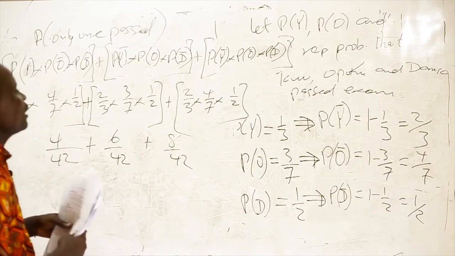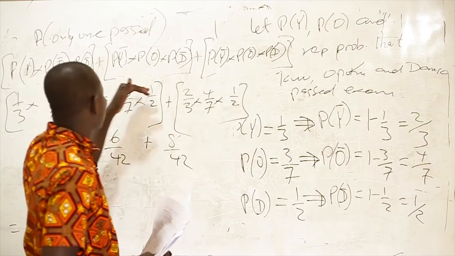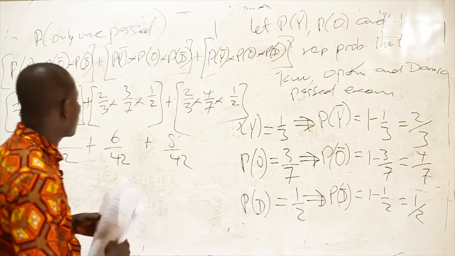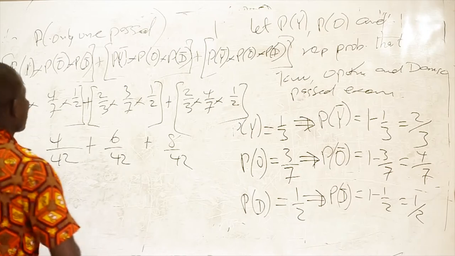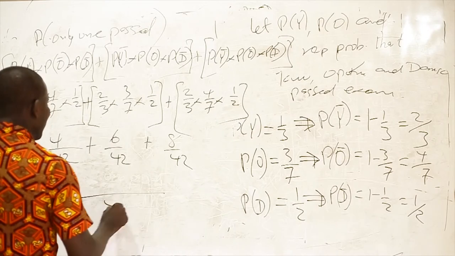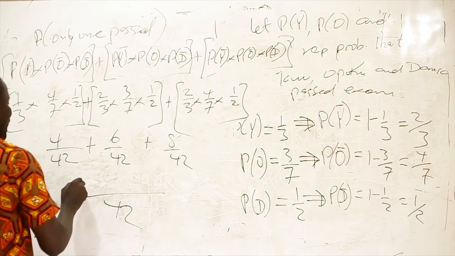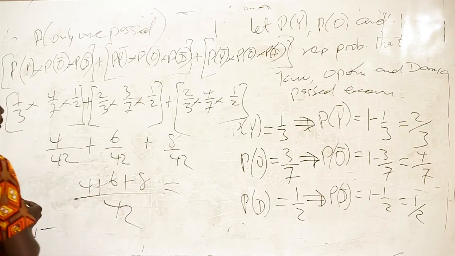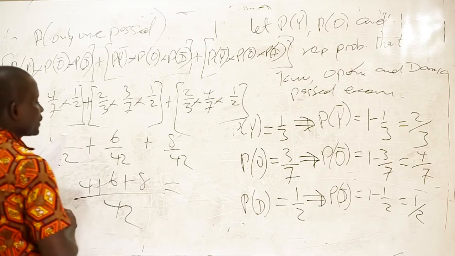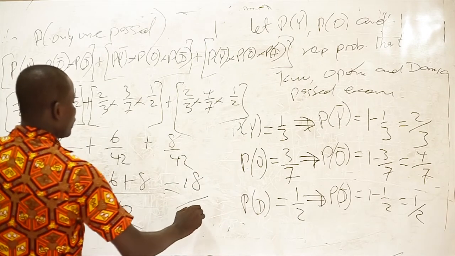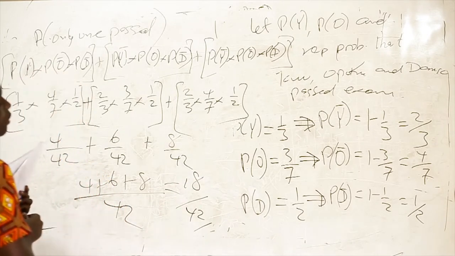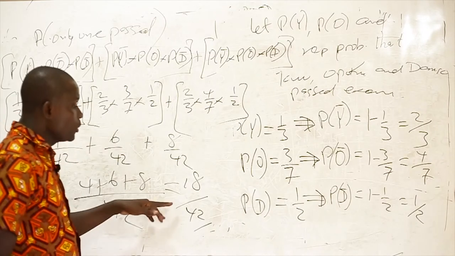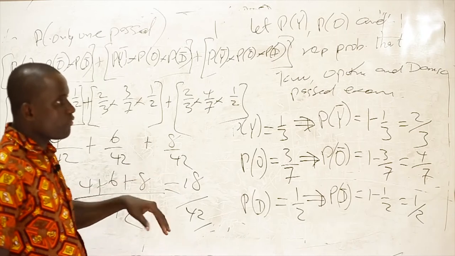Have you seen that? Since I didn't cancel anything, if you had canceled, you would have got some 21 and 42 here and there. But if you don't cancel, you multiply straight away. That's what you're going to get. Now it is a like fraction. So you just write your common 42 here. Here is 4, here is 6, and here is 8. Just sum them up. This one will give you 18 over 42.